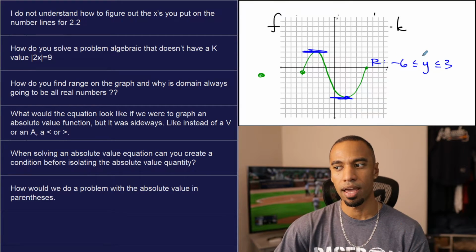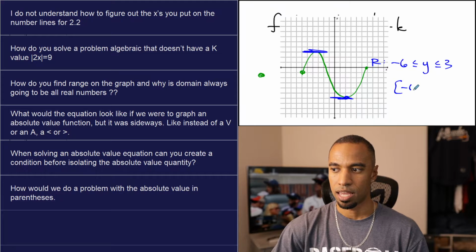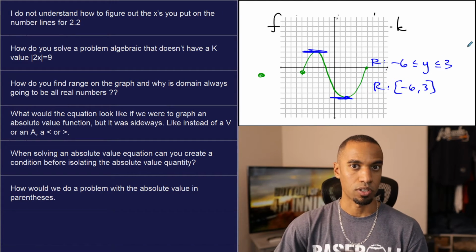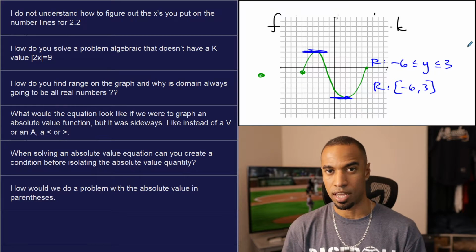How low does it go? How high does it go? You can write it in interval notation, whatever it is, and that's how your range works. It can be all real numbers if it goes forever down and forever up.